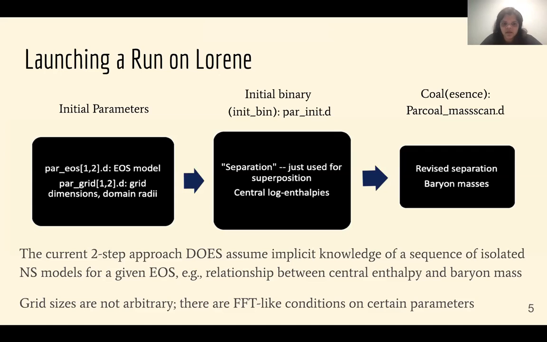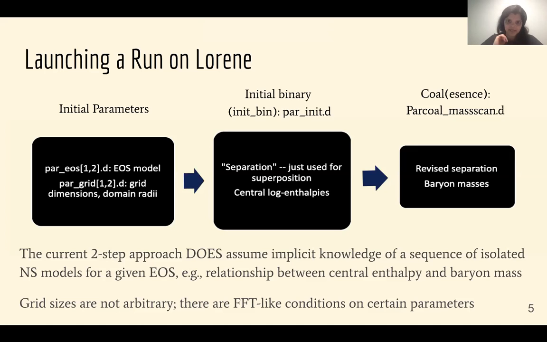The grid sizes are not arbitrary. They are FFT-like conditions on certain parameters. And so it is a two-step approach, which assumes that you have an implicit knowledge of the sequence of the isolated neutron star models for a given equation of state. For example, the relationship between the central enthalpy and baryon mass. So the first step is calling the routine called init_bin, which is short form for initial binary.